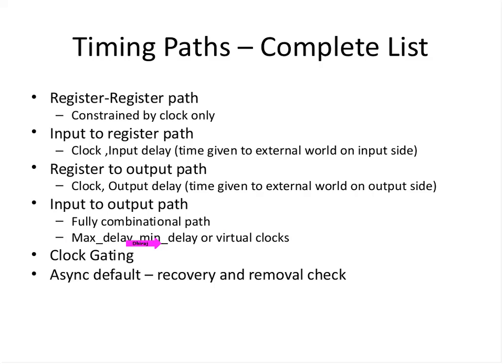Then there are separate path groups for clock gating. Clock gating paths are special because the clock gating element itself is special. Then async default, recovery and removal. So these are again separate path groups. So four: register to register, input to register, register to output, input to output. Apart from these basic four, you have clock gating, async default, and a default path group. Right. So in all there are seven.